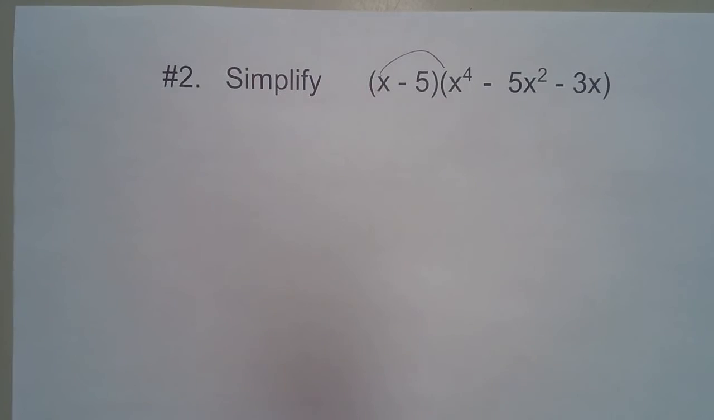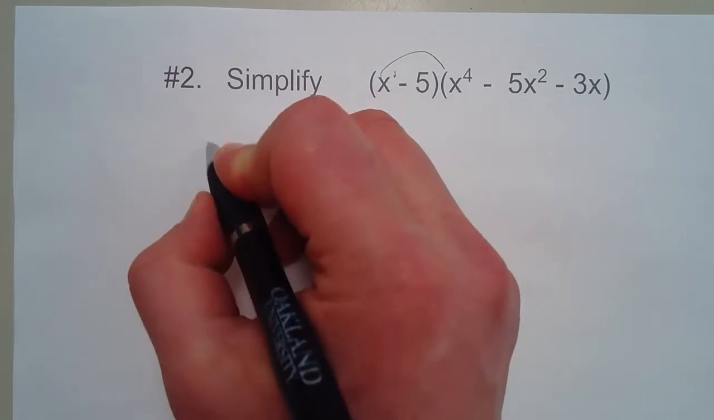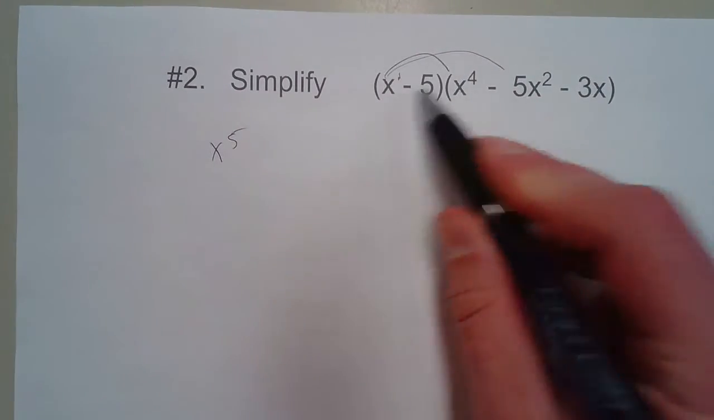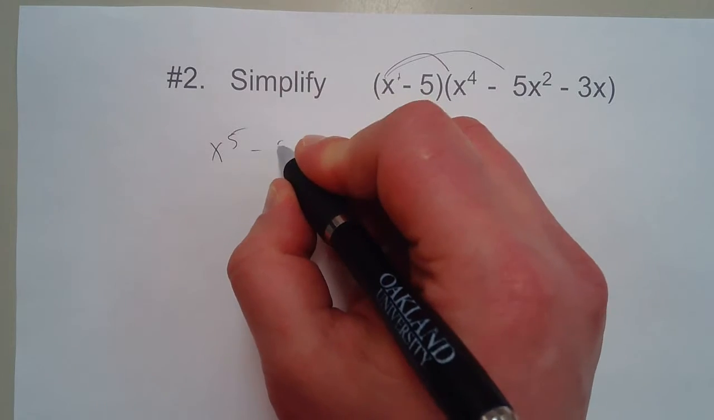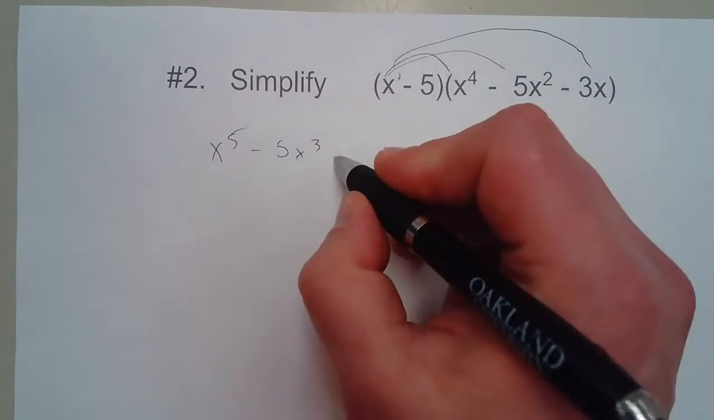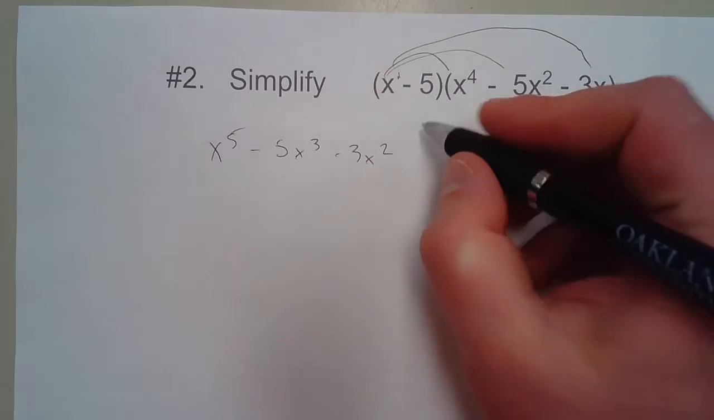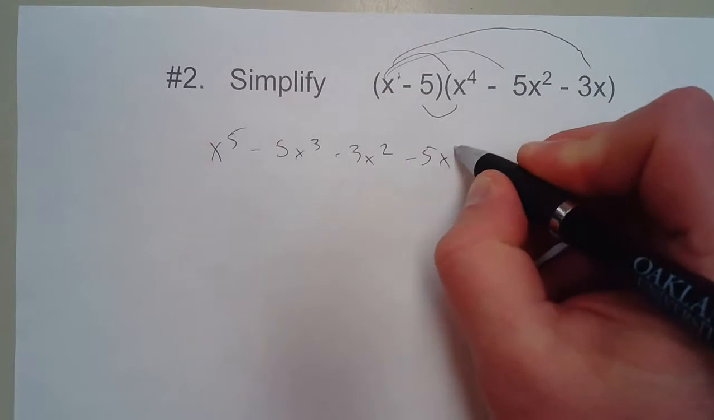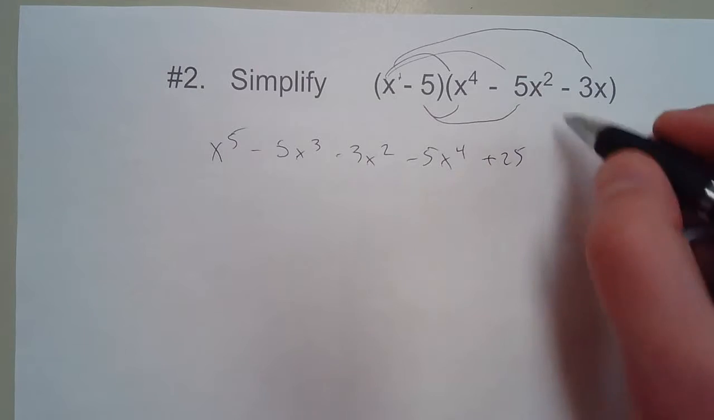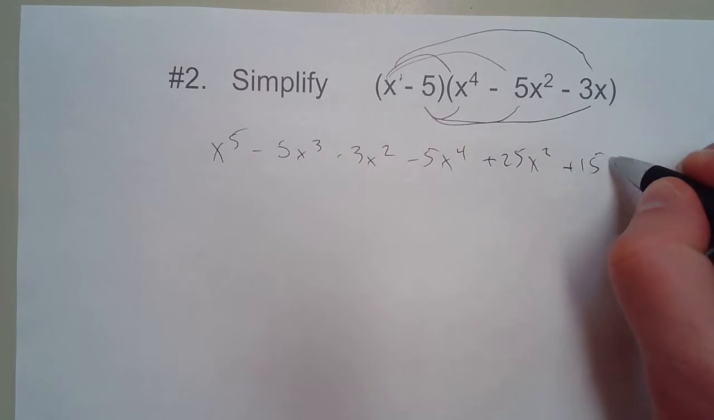So now we're multiplying. This is where we are going to increase our powers. When you multiply 2 terms, you add their powers. So we'll get x to the 5th. Right here, we'll get a minus 5x to the 3rd. And right here, we'll get a minus 3x squared. All right, so that term's been exhausted. Now we move on to the minus 5. So we're going to get minus 5x to the 4th. We're going to get plus 25x squared. And we're going to get plus 15x.